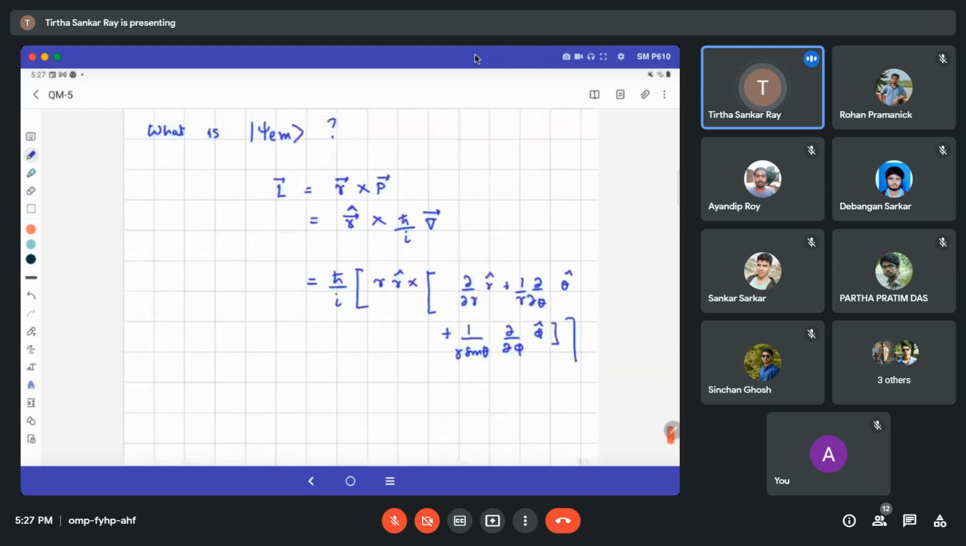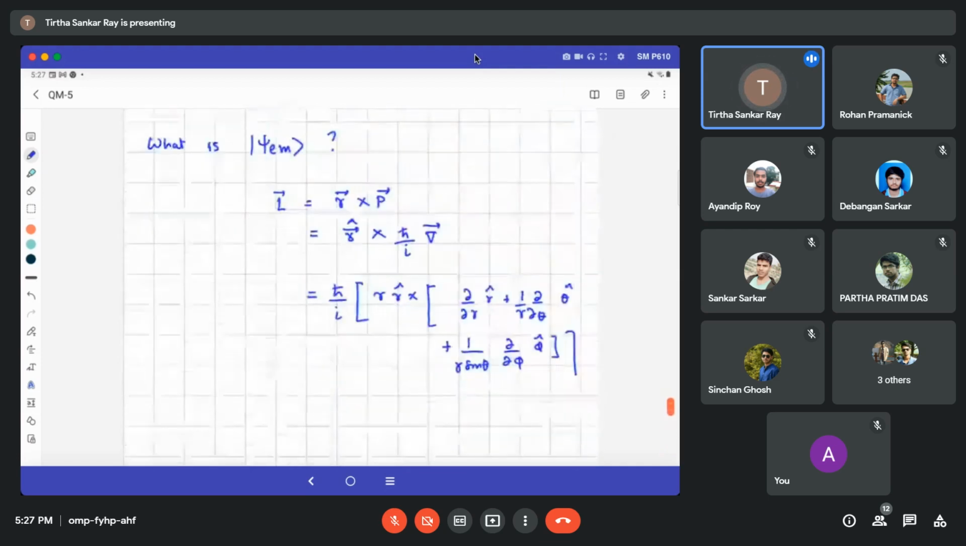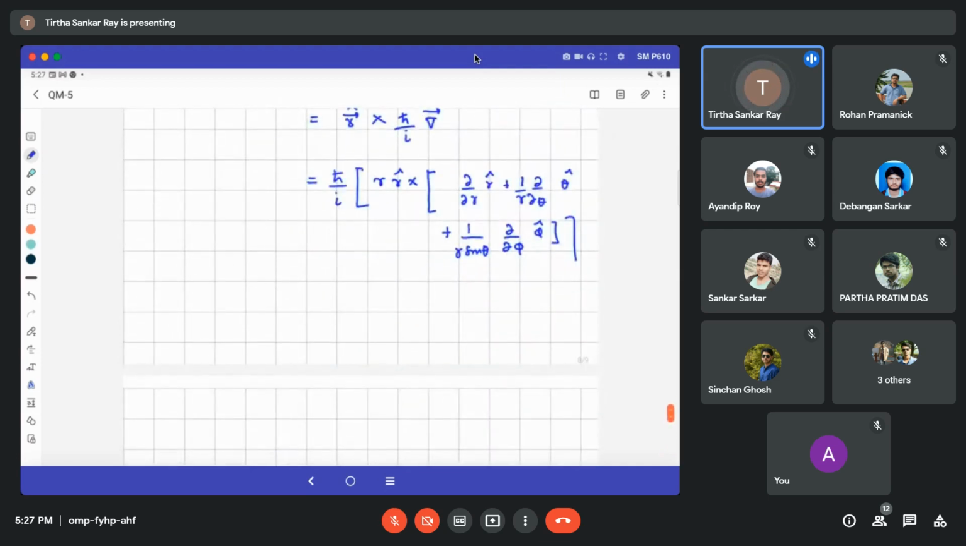And then, of course, you can now take the cross product. You already know that the cross product of r with r goes away, so the derivative with respect to the radial direction will vanish. And if you are interested in L square, it is just L dot L. You should get your familiar expression, which I think Rohan has discussed: 1 by sine theta del theta sine theta del theta plus 1 by sine square theta del 2 del phi squared. So this is the operator that you will get.